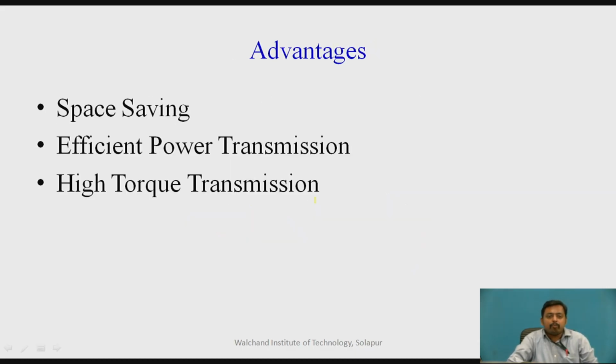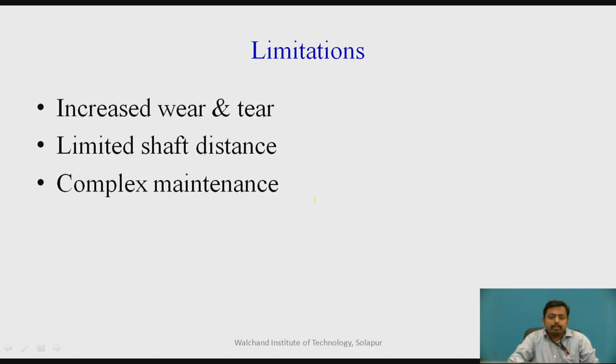Advantages of crossed belt drive include space saving, efficient power transmission and higher torque transmission. There are limitations that include increased wear and tear, limited shaft distance, we cannot increase the shaft distance, as well as the maintenance is complex because there is not one defect, there may be multiple defects.